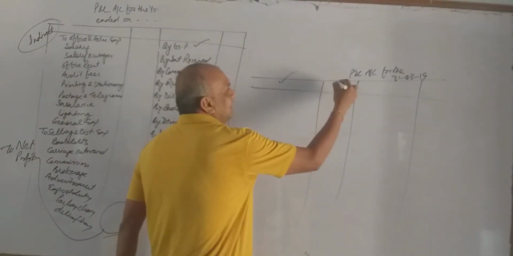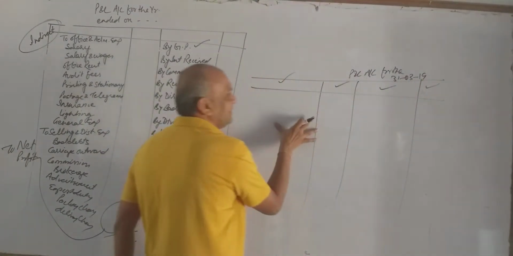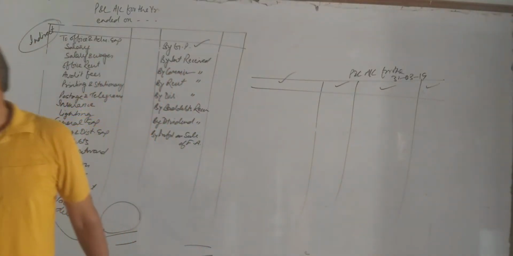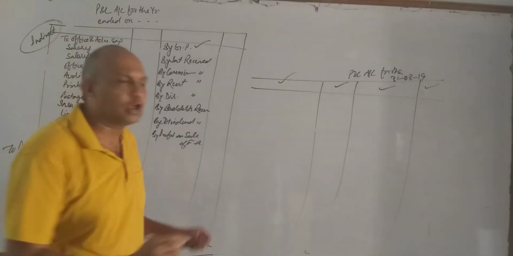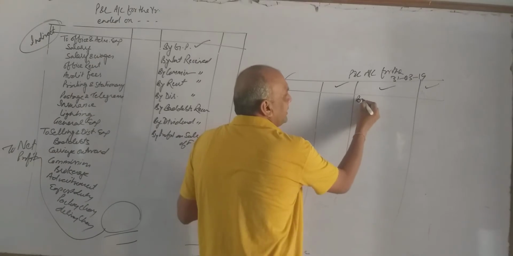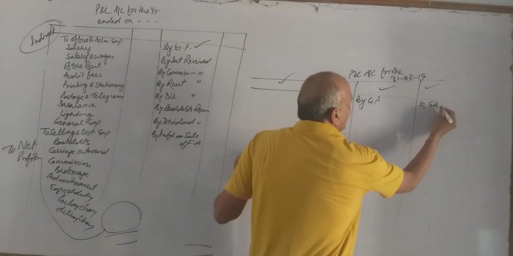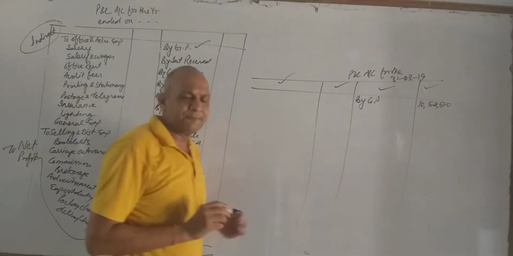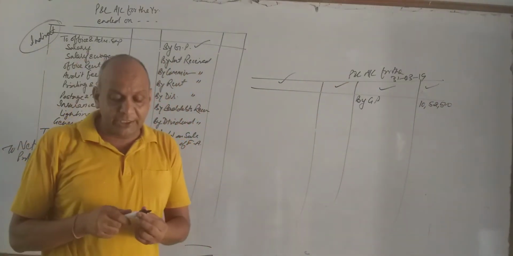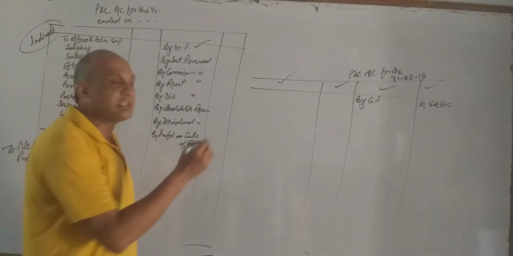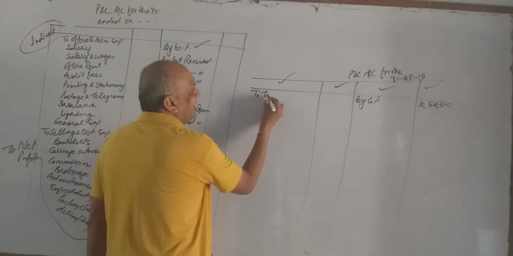This is the particular amount, debit side and credit side. Here the items are given. The first item given is gross profit. So where are we going to write gross profit? Credit side, by gross profit, 10,52,500 rupees. Then we have been given trade expenses, 10,000, so to trade expenses.